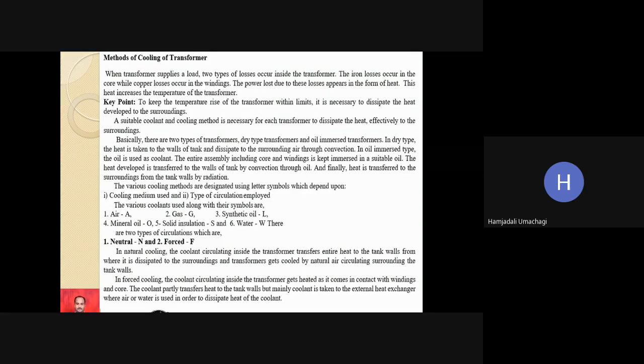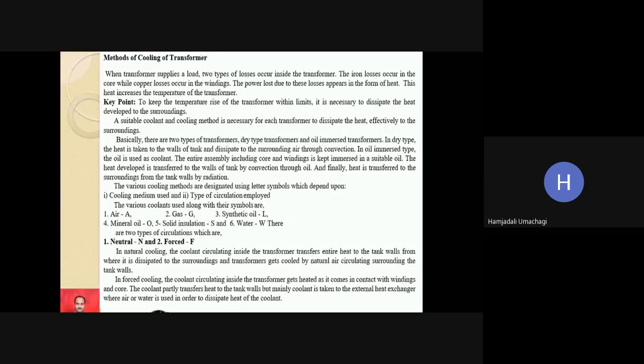Okay, forced type, let us see what this is. In forced cooling, the coolant circulating inside the transformer gets heated as it comes in contact with the windings and cores. Here we are forcefully injecting some coolant, that might be synthetic oil or some mineral oil. Whenever this coolant comes in contact with the heated windings, the heat of the windings is carried by the coolant. The coolant partly transfers heat to the tank walls, but mainly the coolant is taken to an external heat exchanger, where air or water is used to dissipate the heat of the coolant.